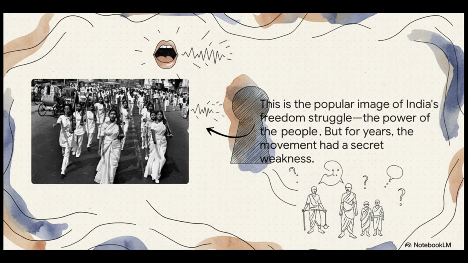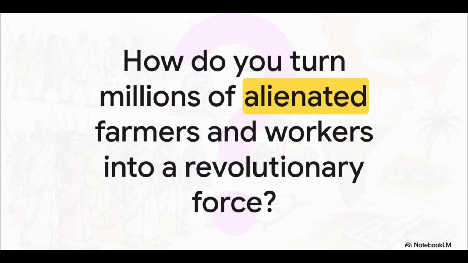Yeah, this image says it all, right? This is the power we think of. But behind this powerful image was a huge hidden weakness. The early nationalist leaders, well, for all their passion, they were basically just talking to each other. They weren't speaking the language of the common person, and they definitely weren't talking about the problems that kept people up at night. And that right there is the big question we're going to unpack.